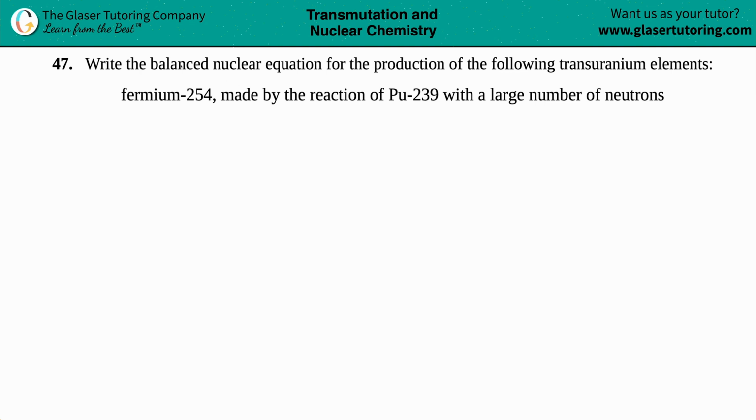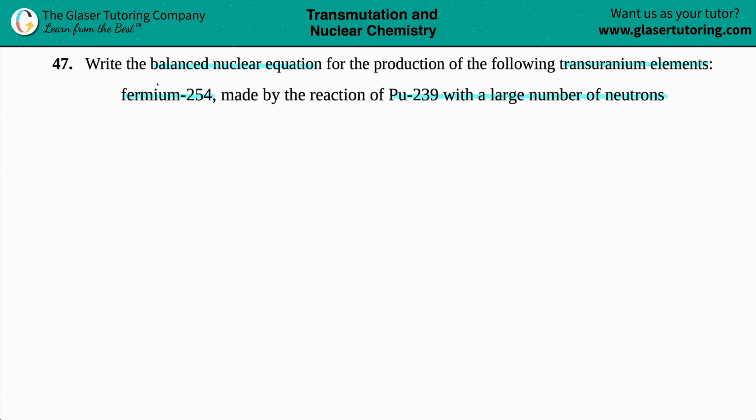Number 47. Write the balanced nuclear equation for the production of the following transuranium elements. In this case, we have fermium-254, which is made by the reaction of plutonium-239 with a large number of neutrons. How many? 20? 30? A large number, but we'll see. Now, in this case, we just have to write a balanced nuclear equation for what's going on here.